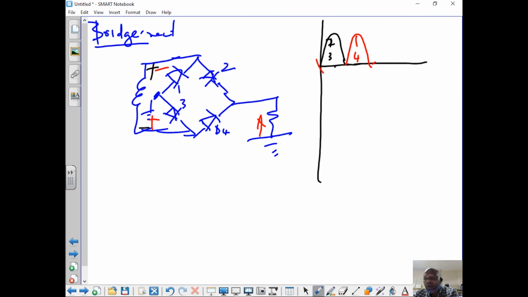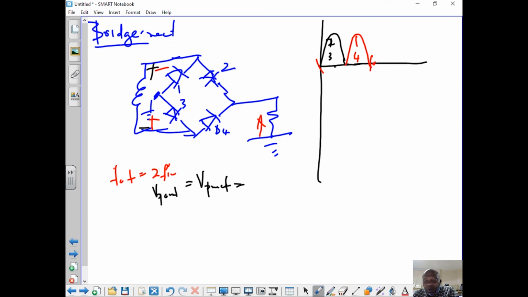Now look again. This bridge does the same thing as a center tapped full wave rectifier, but the only difference is that the frequency F out is equal to twice F in. Always you know that this is a full wave rectifier, but again very, very important is that we're going to have a look at now V peak rectified. I said V peak rectified is the same as V peak out.